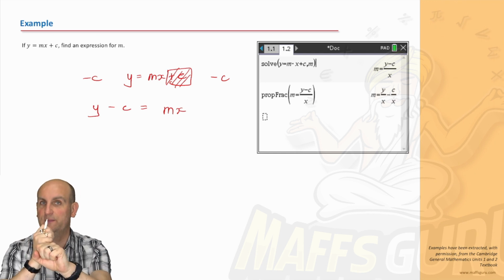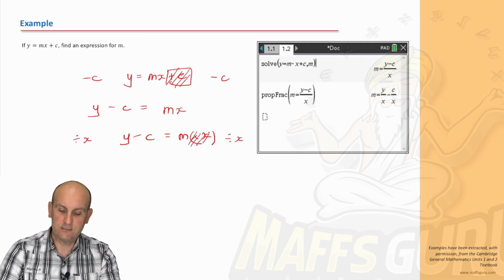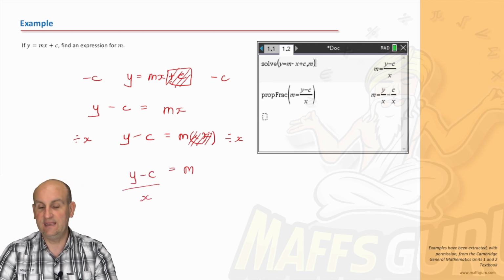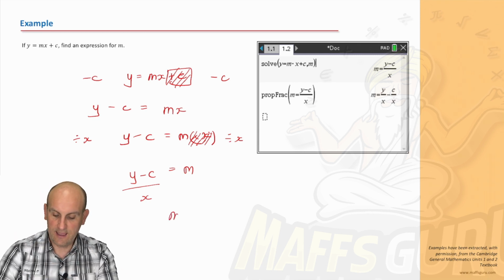Okay, so what's between the m and the x? Kissy, kissy. So I get y minus c is m times x. What do I want to get rid of? I want to get rid of the times by x, so I'm going to divide both sides by x. Bye-bye, sayonara. m on its own, equal to y minus c, all divided by x. And again, if I prop frac that, and I can swap those two over, that gives me m is equal to y on x minus c on x.